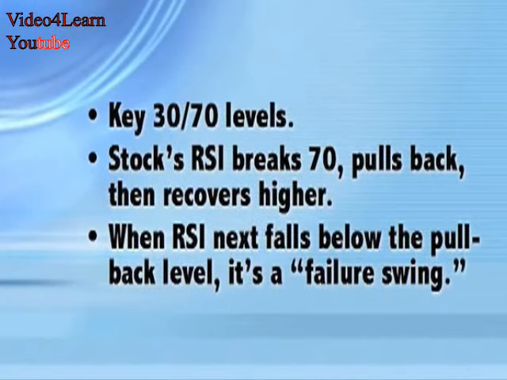Another theoretical tool for interpreting RSI is the concept of failure swings. Here we are looking for stocks with RSIs under 30 or over 70. If, for example, a stock's RSI breaks 70, pulls back, and then recovers to go higher, then when the RSI next falls below the pullback level, this is considered a failure swing, and usually a sign that the stock's trend is about to reverse. Let's look at an example.